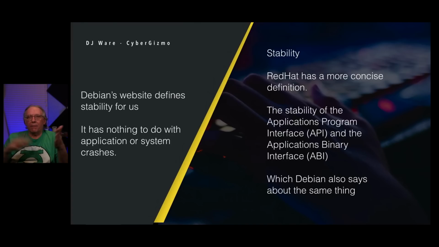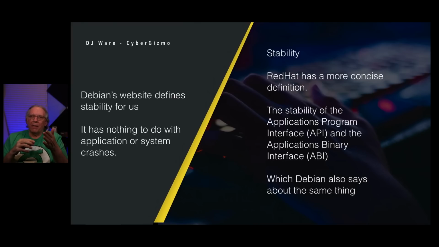But they actually have a very formal process that they go through, and they have a PDF document that goes on for days that goes through this definition. Debian also covers the same kinds of things. They talk about the stability of the application program interface and the application binary interface. So what the heck is all that?